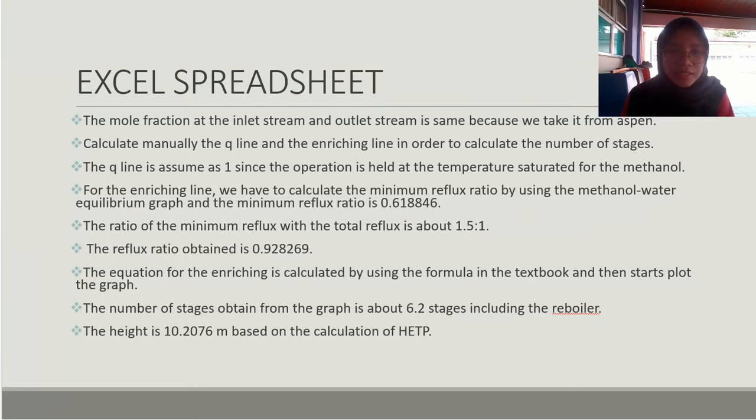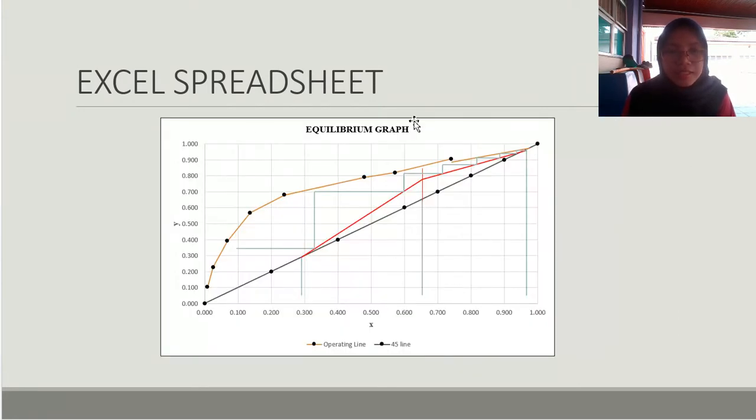So this is the graph for the manual calculation using the Excel spreadsheet, where we get about 6 stages including the reboiler. So we have to minus it with 1 to get the actual number of stages.